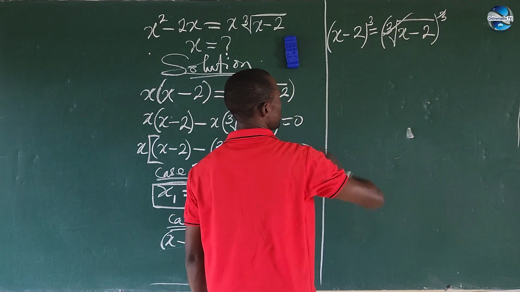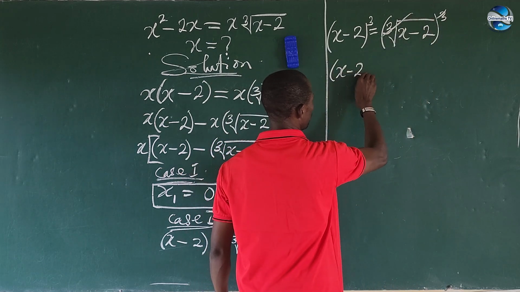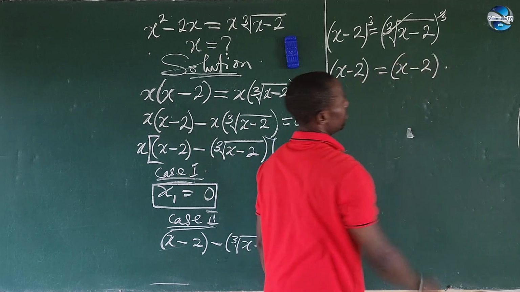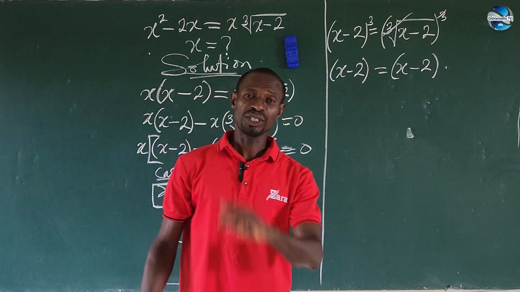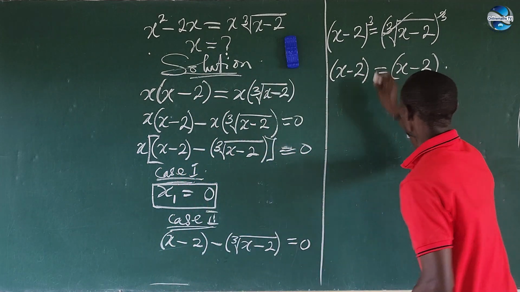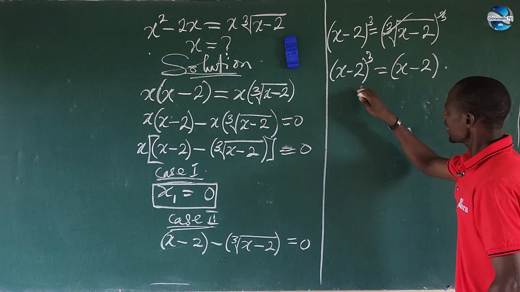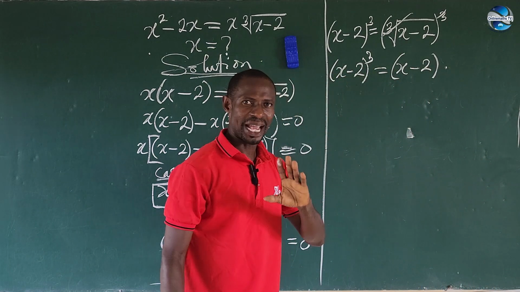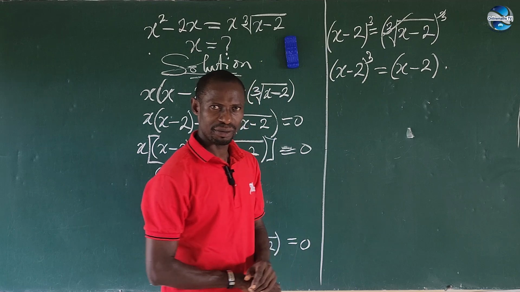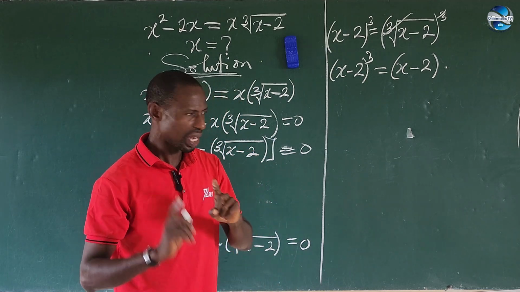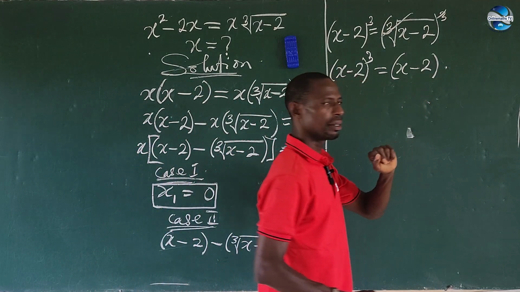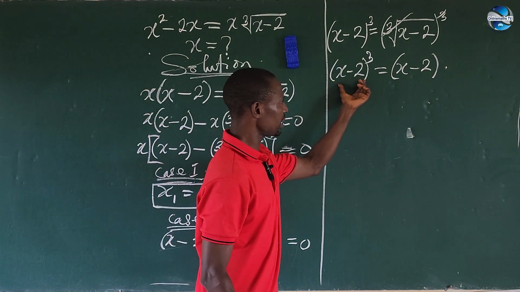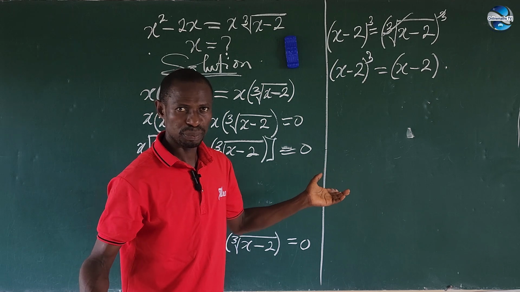This goes with this. So we now have x minus 2 equal to x minus 2. Easy. Now, if you check carefully again, here we have a power of 3. We can expand this using the binomial expansion, right? Good. But if you check what you have in here and in here, they are the same. So instead of expanding this, just do a simple substitution.